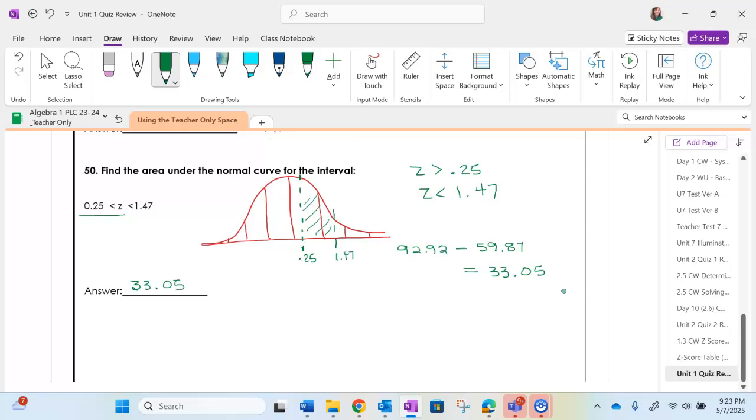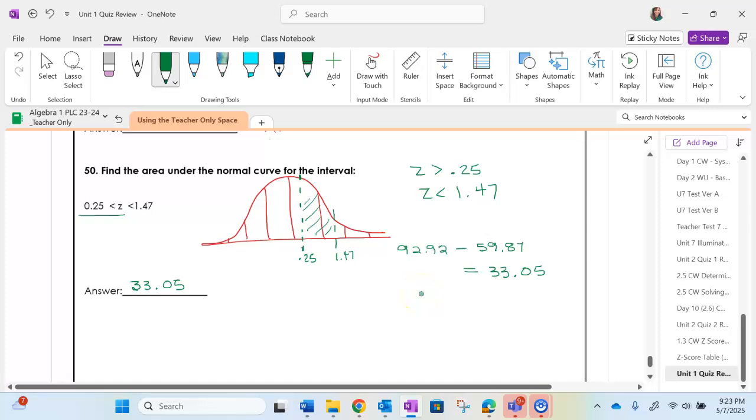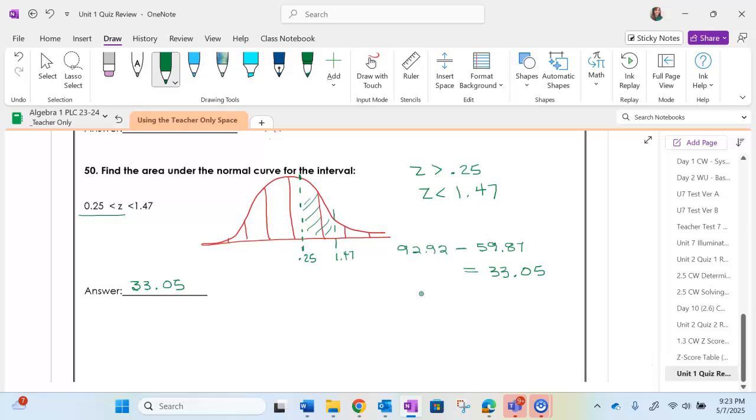Okay, so remember, when you're finding in between these two pieces, it's a little different than when you're just finding one piece. And remember, the z-score in your z-score table is always to the left of the line drawn. Always to the left of the line drawn. Okay? So if I'm only looking for one of these and it's to the right, then I have to subtract it from 100. So I'll go over this in class tomorrow before you all get started on the review.